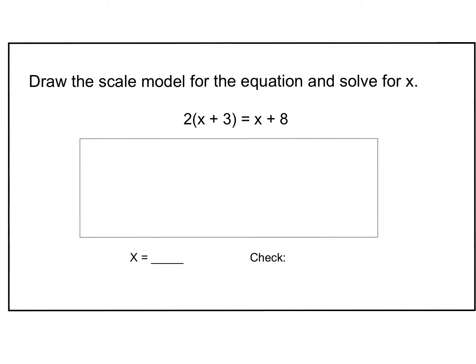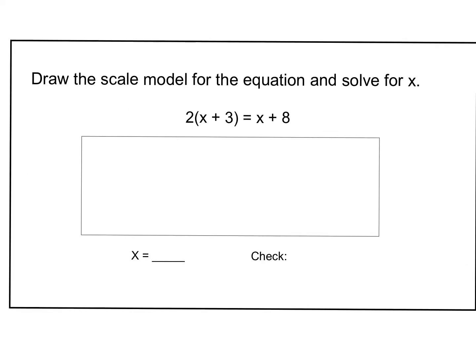All right, so let's do one together. We're going to draw the scale model for the equation and solve for x. On the left side of our balance, we're going to have two groups of x plus 3. So like I said, I'm going to stack mine. So I have a triangle and 3, a triangle and 3. And then on the right side, in place of x, I'm going to put a triangle and then plus 8. Now we can go through our different legal moves.